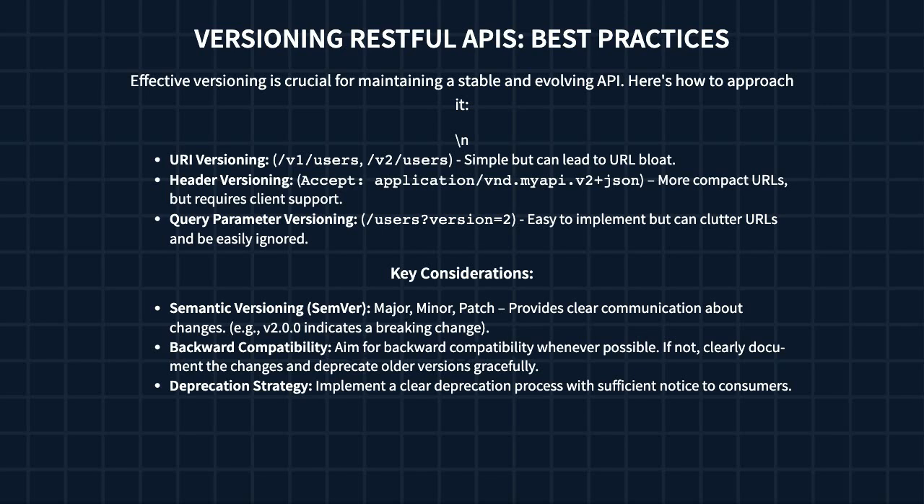When choosing a method, consider semantic versioning for major changes, minor updates, and patches. This provides clear communication about what's changed. It's really important to prioritize backward compatibility whenever you can, and have a plan for deprecating older versions when necessary.